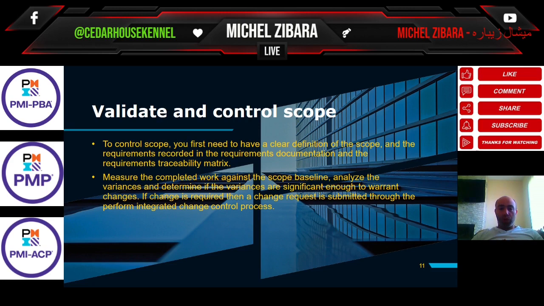Validate and control the scope, which is also addressed in the scope management plan. To control the scope, you first need to have a clear definition of the scope. We have said that defining the scope properly will help you control that scope. If you have a poor definition of the scope, you will have to control more and more all the change requests, and the project will be very cumbersome.